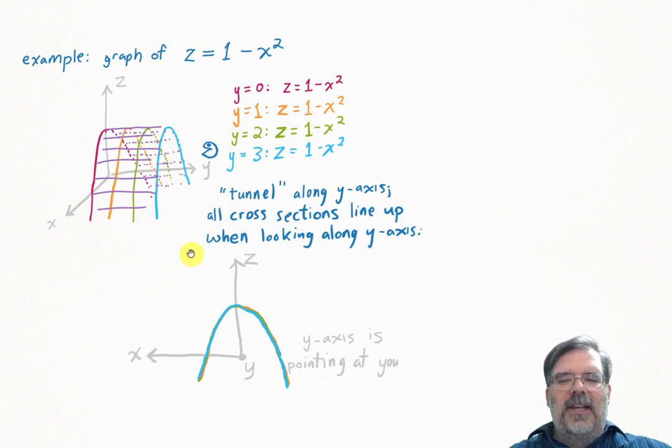It kind of looks like a tunnel if you're positioned here and looking straight down along the y-axis. This is what you would see. In this case, if you're positioned right here, the x-axis will now look like it's going to the left. The z-axis still points up, whereas the y-axis is pointing directly at you, the viewer. And here's z equals 1 minus x squared. All these cross sections line up, so it would look as if you're going down a tunnel in this case.